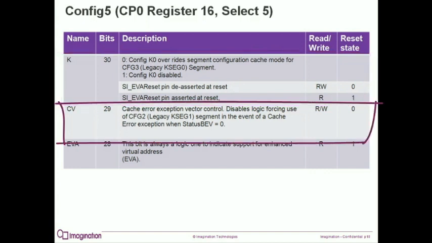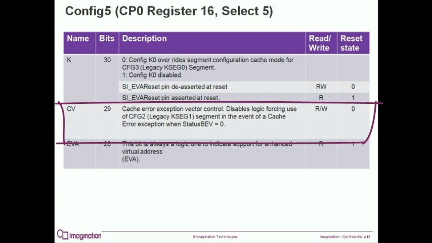The CV field controls the cache error exception vector. For non-EVA cores, the cache error exception is forced to virtual address 8,100,000 hex. This is located in the uncached KSEG1 memory segment. To make an EVA core compatible with legacy software, when the CV bit is clear, bits 31 through 29 are forced to a binary 101.